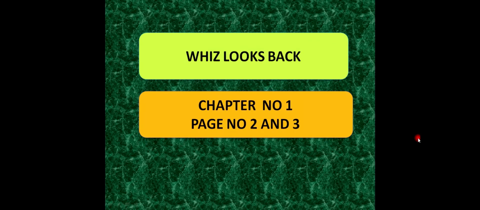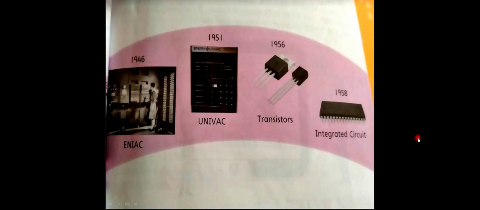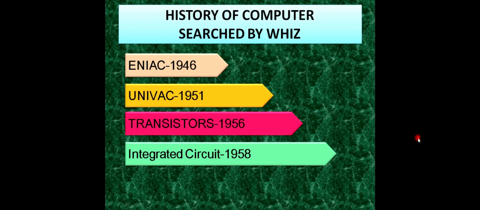So, Whiz Looks Back is chapter number 1, and today we are going to cover page number 2 and page number 3. Here you can see page number 3. Some old computers are shown here with the years when they were invented. It's the history of computers searched by Whiz.